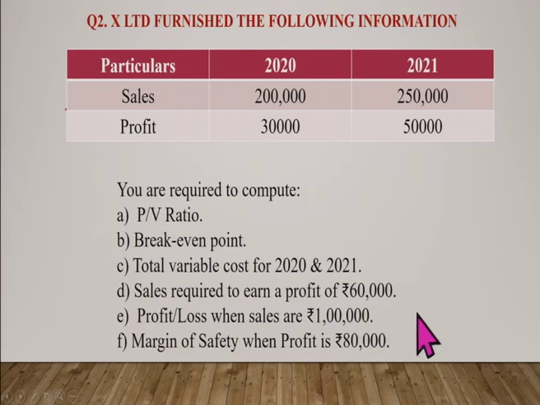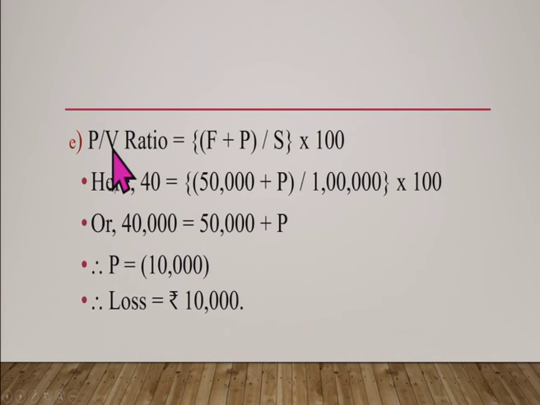Simply, we already know the PV ratio. Sales into PV ratio: 1 lakh into 40% means 40,000, and already we know the fixed cost. So 40,000 is the contribution, and the fixed cost is equal to 50,000. So here the fixed cost is more than our contribution, so we will get a loss. I will show the answer.